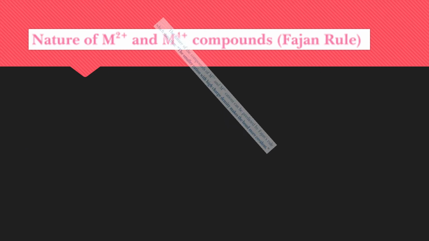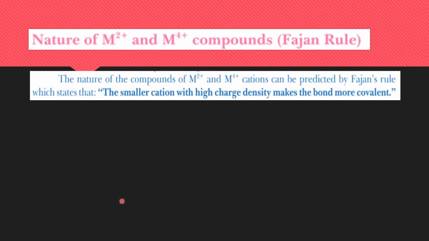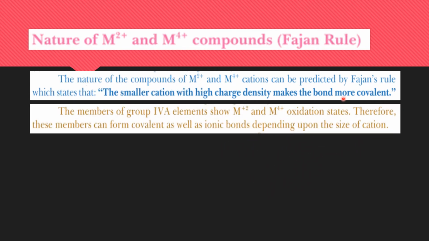Now what about the nature of the M+2 and +4 compounds? It is explained by Fajan's rule, and according to this rule, smaller cations with high charge density make the bond more covalent. When cation size is smaller, charge density is greater, and this will show covalent bonding.